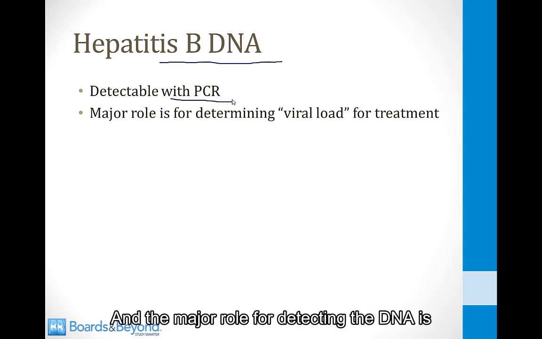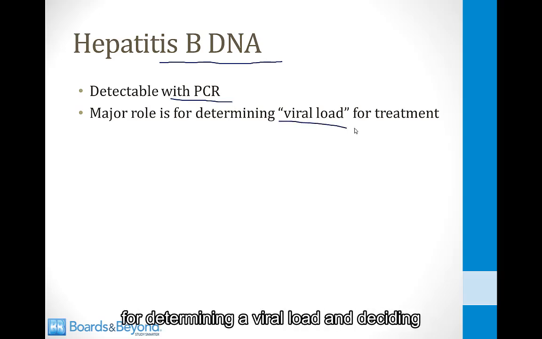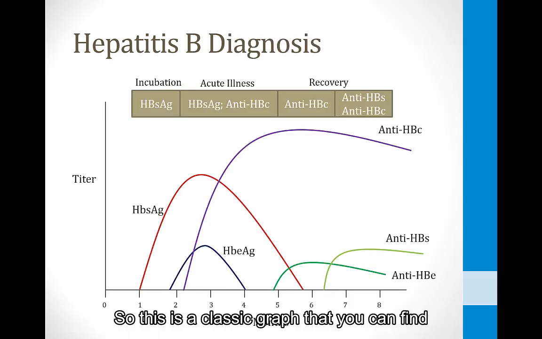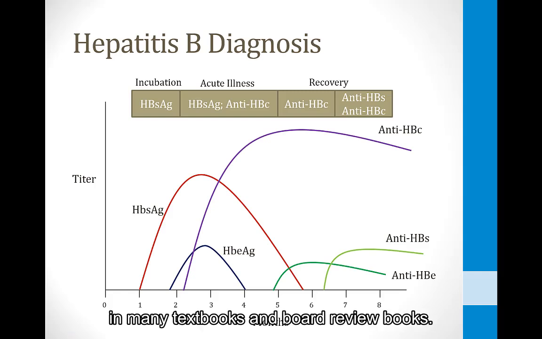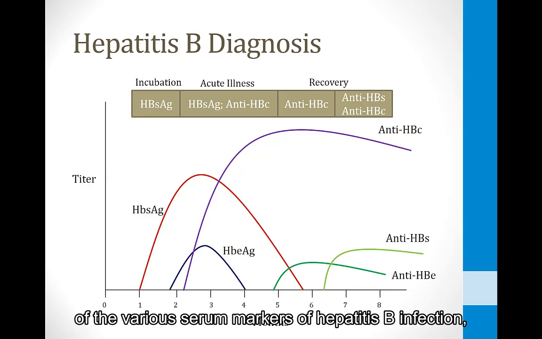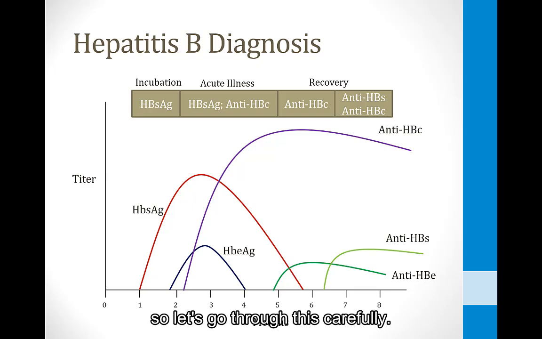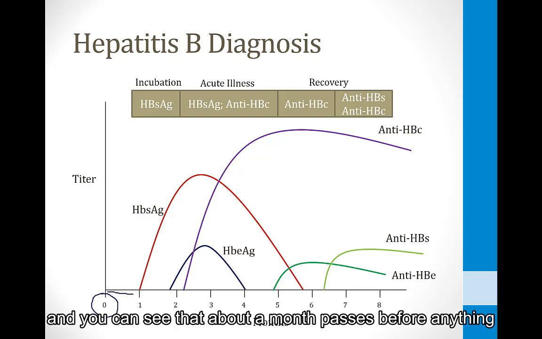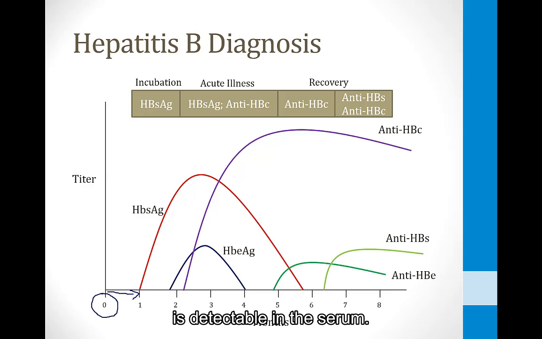And the major role for detecting the DNA is for determining a viral load and deciding whether or not patients require treatment with drugs. So this is a classic graph that you can find in many textbooks and board review books, and it's a depiction of the rise and fall of the various serum markers of hepatitis B infection. So let's go through this carefully. Time 0 is when the patient is exposed to the virus, and you can see that about a month passes before anything is detectable in the serum.